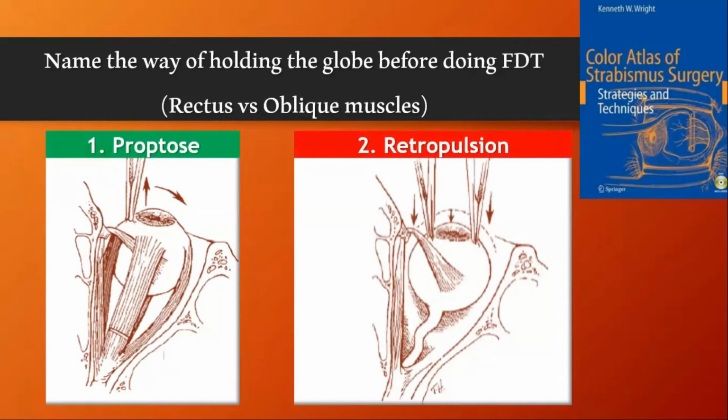All right, and yes, I posted this before, just a little piece of knowledge here. Before you do the force reduction test for rectus muscles, you have to proptose the globe. And before testing the force reduction test for oblique muscles, you have to do retrobulging. Okay, so let's draw the orbit here.